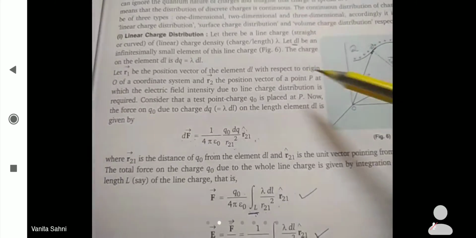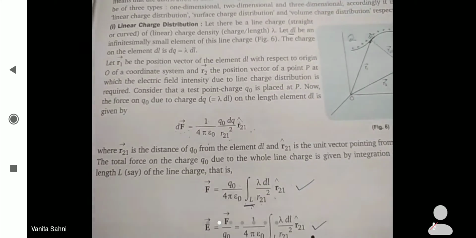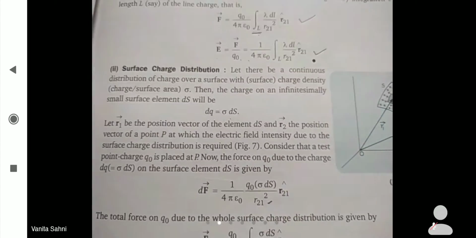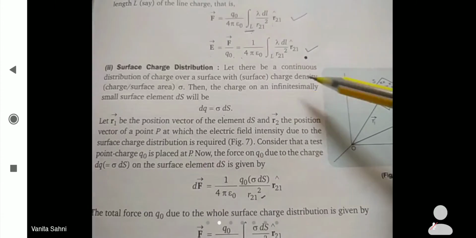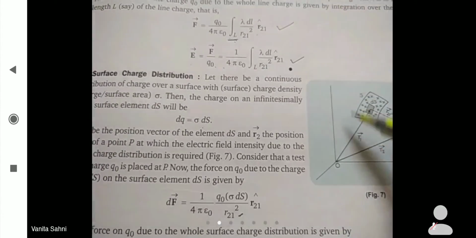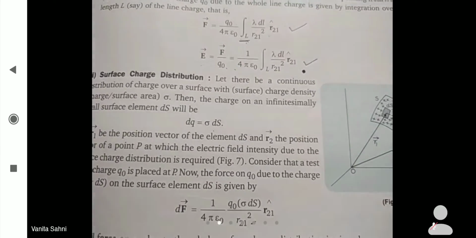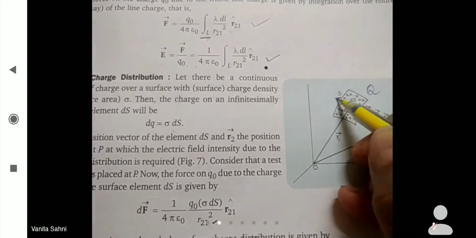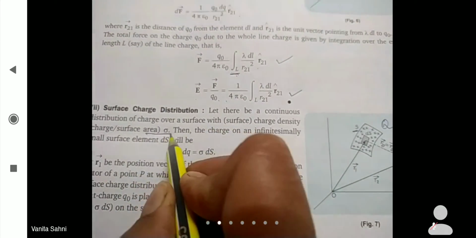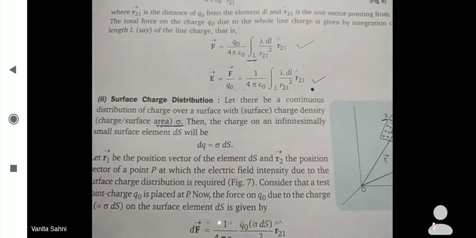Now when you understand this topic, then the other two topics are very easy to understand. Moving to surface charge distribution. Now the charge distribution is not linear, it is a surface, like a plain sheet, right? So the total charge again, if we know the total charge is Q and the total surface is S, then here we will find the surface charge density. Surface charge density is given the symbol sigma.